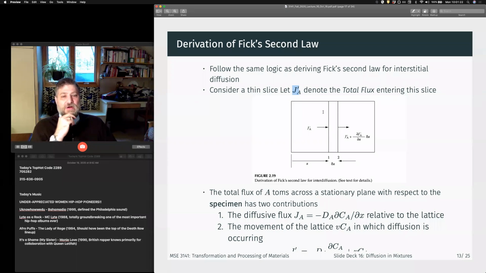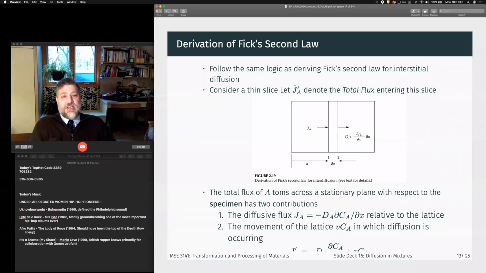So if I have A on a lattice plane and that lattice plane moves into this thin slice, I have A transported in here by the convection of the lattice. I also have diffusive hopping of A from one lattice plane into the next lattice plane happening here. So that's what we mean by the total flux.